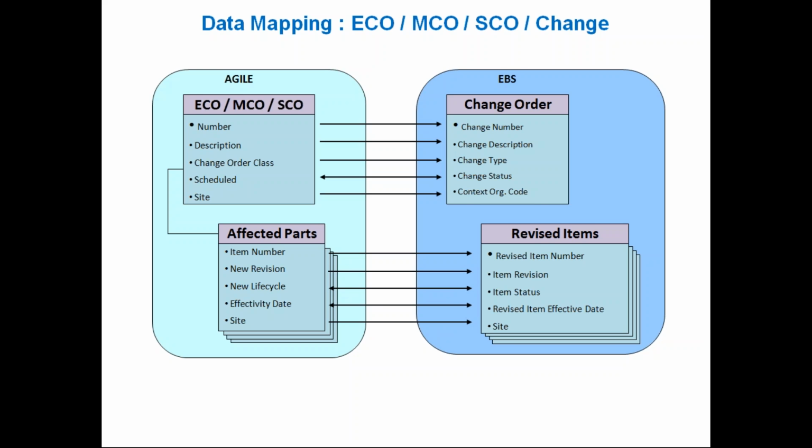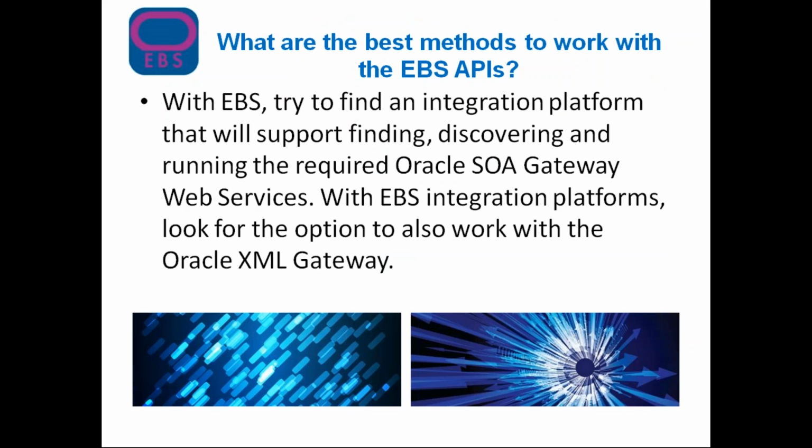Interestingly, most of that information is coming from Agile to EBS, except that the change status of the change order may actually be bidirectional. So that can be adjusted in either system and needs to be updated to either system. The affected parts information in Agile is relevant to the revised items information in Oracle EBS, for example. And then there's some subtables that relate to all this as well. So this is all very useful to start thinking about where we actually see the overlap, and how we deal with these in our systems.